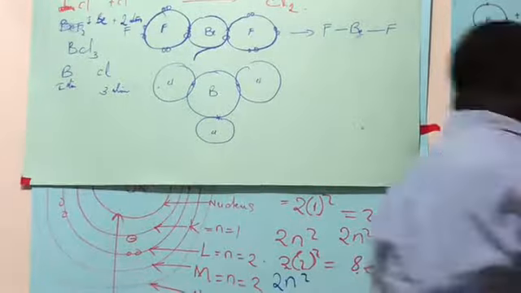Therefore, nitrogen has 7 electrons. Which of these 7 electrons are the valence electrons? From the electronic configuration, the first shell, from the formula 2n squared, is supposed to have 2 electrons. Then the second shell is supposed to be 2n squared, which is 8. But that's not the point.